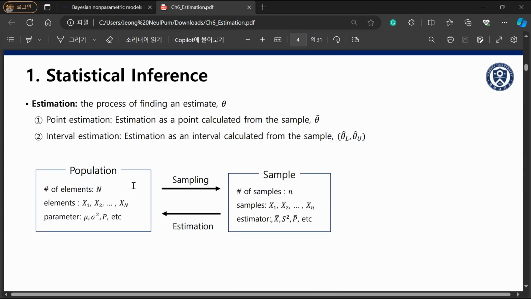As I already said last week, estimation is one of the most important things in statistics, because we can estimate some parameters from our sample. So we can guess what the population parameter is, and get some information about the population from the sample.